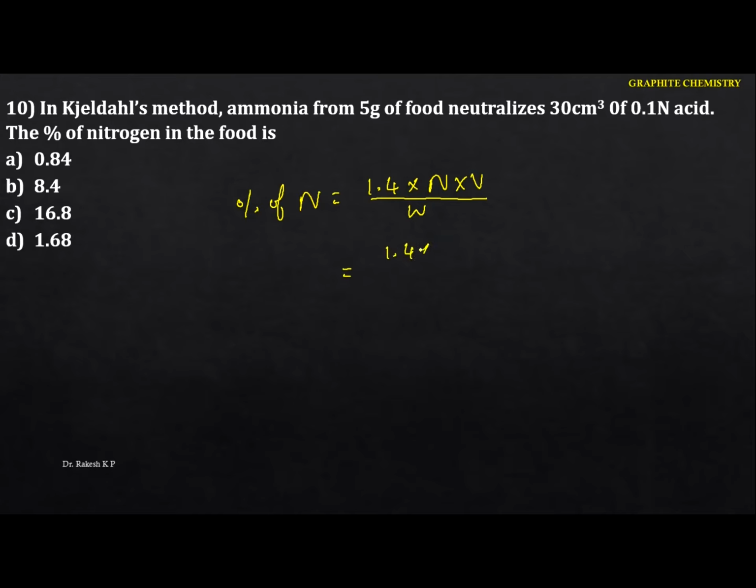So 1.4, what is the normality here? 0.1. What is the volume they have given? That is 30 cm cube. The mass of the organic compound is 5. If you do the calculation here, we get 0.84%. Hence in this case the option is A. Okay, so next one.